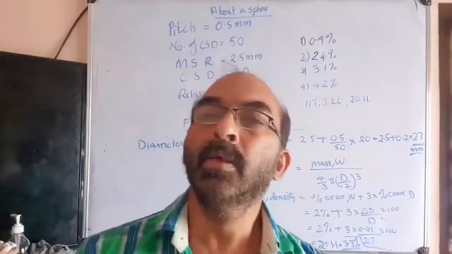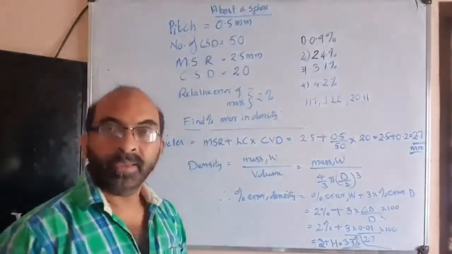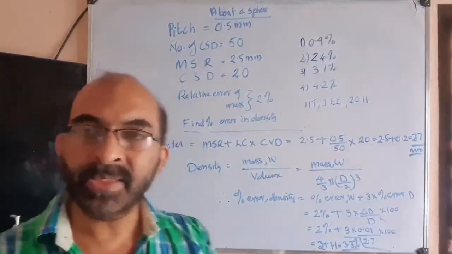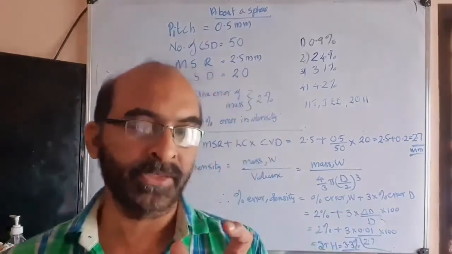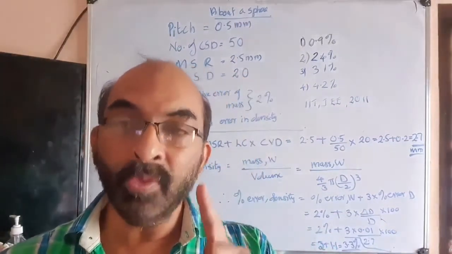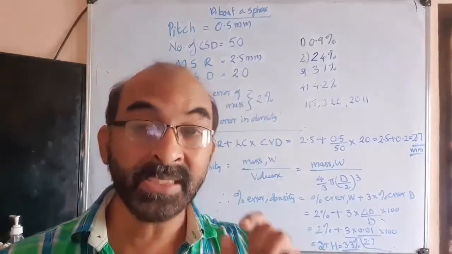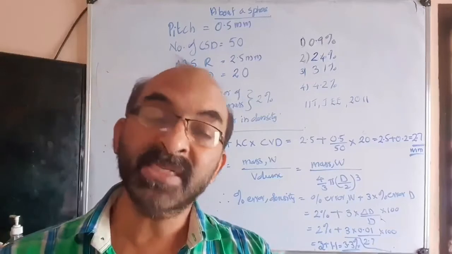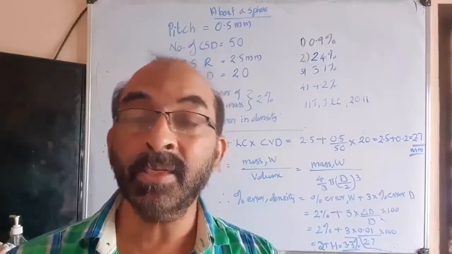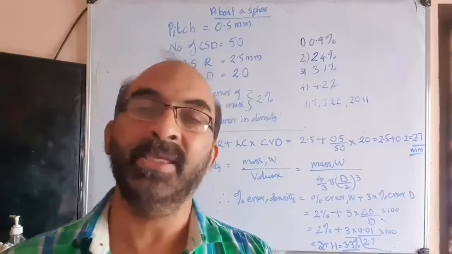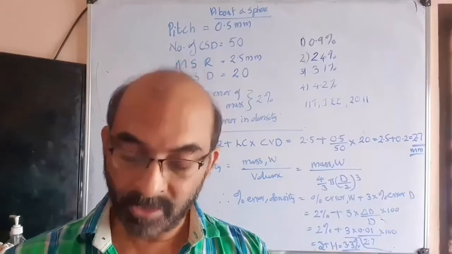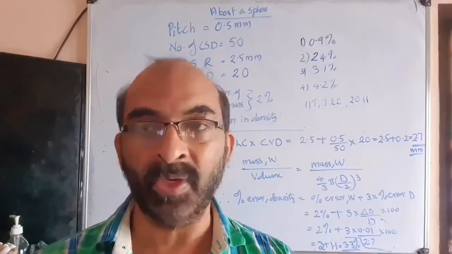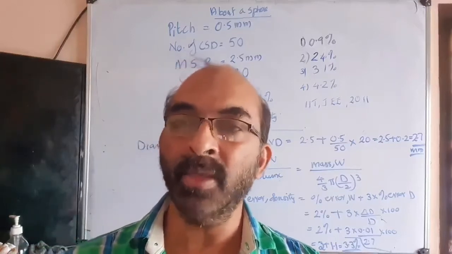Okay. The next problem. See, this problem is about a sphere and we measure its diameter using a screw gauge. Then, you are given the percentage error in the measurement of its mass and you are asked to find the percentage error in the determination of its density. So, it is a problem connecting screw gauge measurement with the error calculation. We will see how we can do that.